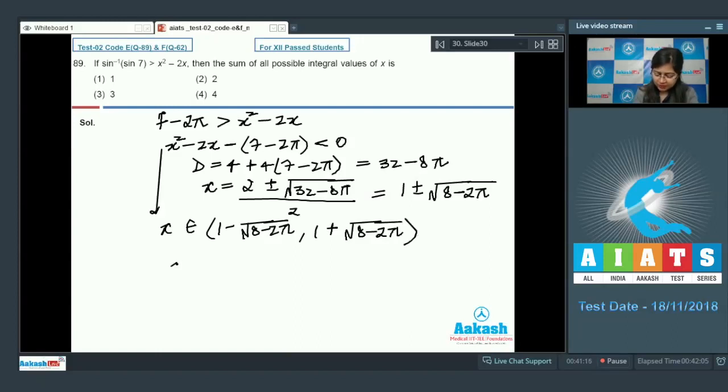So we can say that the values that x can be equal to are 0, 1 or 2, right? So the sum of all possible integral values of x are 2 plus 1, that is 3. So the correct answer will be option number 3.